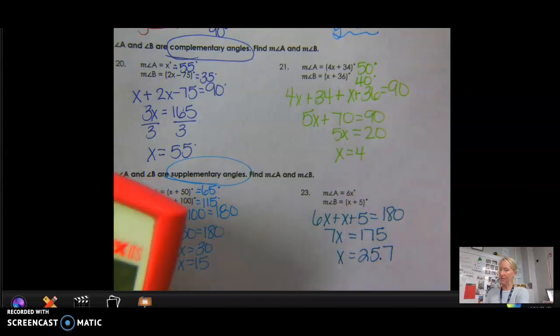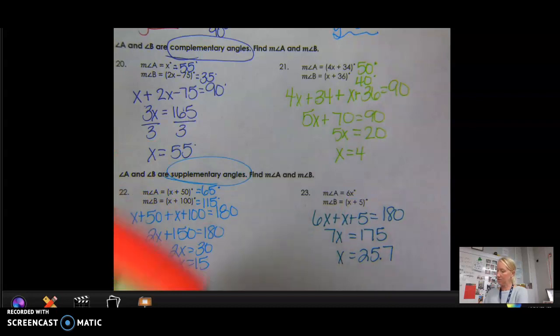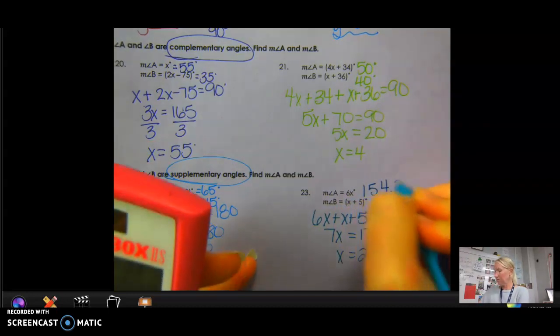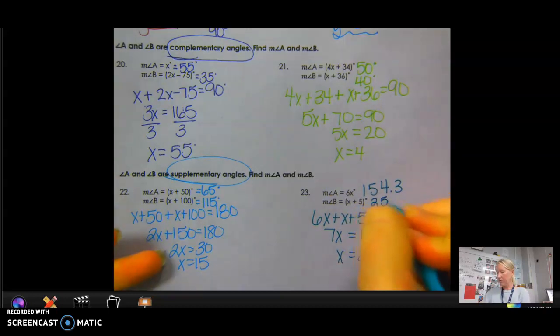I'm not going to round, and I'm going to keep it in my calculator, and I'm going to multiply it by 6 to get this angle, to get the most exact answer as I can. Now I'm going to round. 154.3. So if that is 154.3, I'm going to subtract that from 180 to get my other angle. So 180 minus 154.3. This one's 25.7.